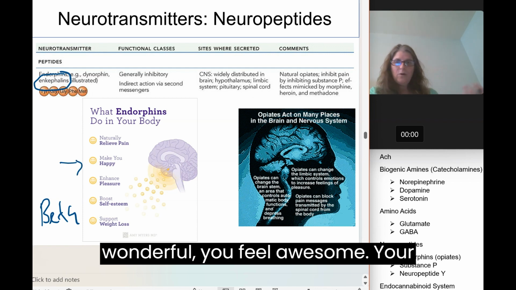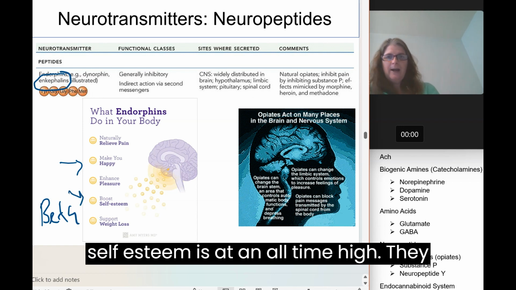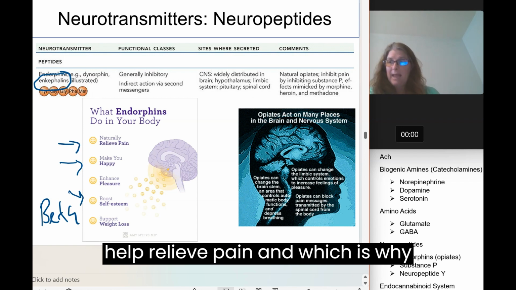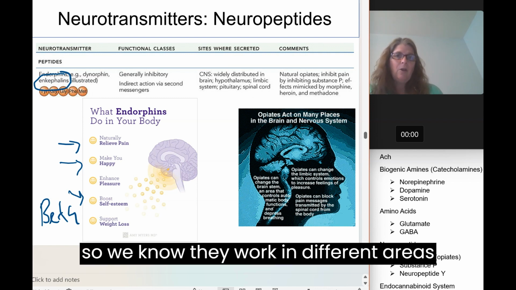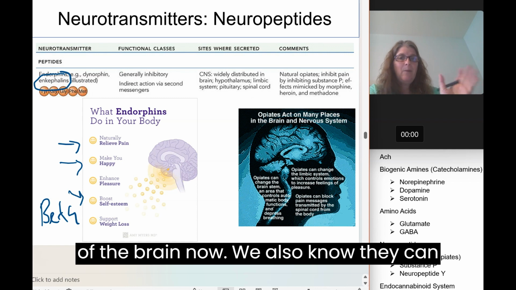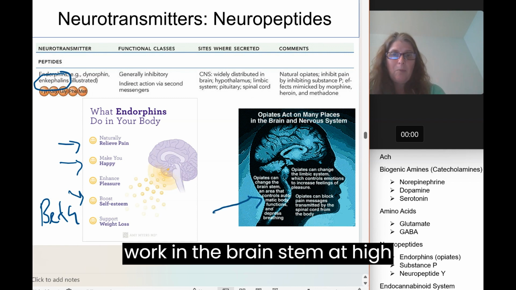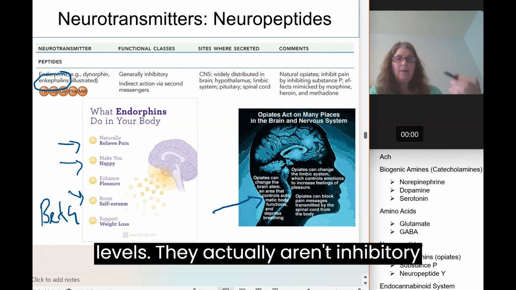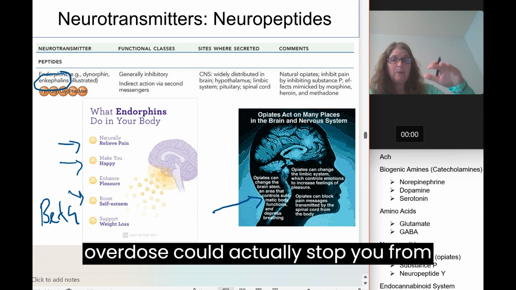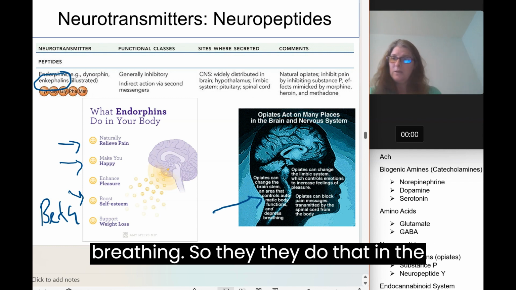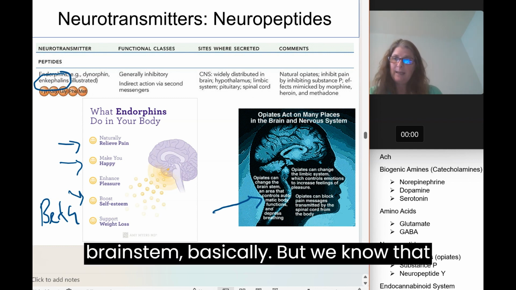And what they do, you can see, is they make you feel happy. Everything's wonderful. You feel awesome. Your self-esteem is at an all-time high. They help relieve pain, which is how they're often used to reduce pain. And so we know they work in different areas of the brain. Now, we also know they can work in the brain stem at high levels. They actually are inhibitory on breathing. So like a heroin overdose could actually stop you from breathing. So they do that in the brain stem, basically.